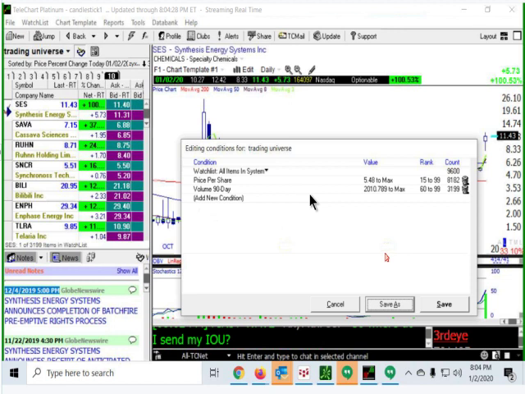Now, you can set up your own trading universe. If you're trading just options, maybe you want stocks that trade only 800,000 shares or more each day, so you know you have enough volume to get in and out of the options. If you trade low dollar stocks, maybe your universe is anywhere from $1 to $5.